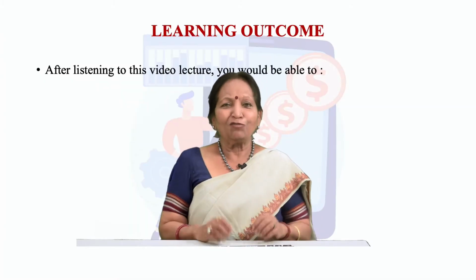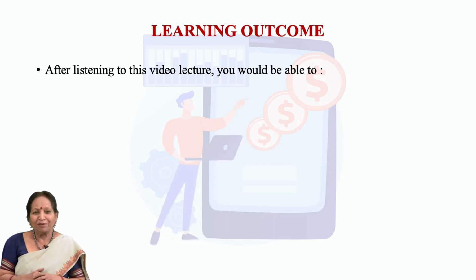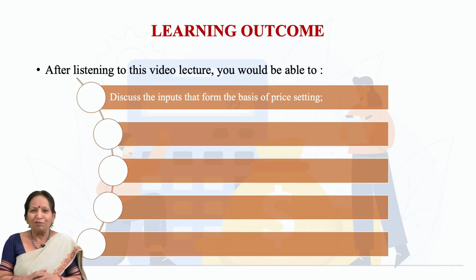In some cases you would also look at the same kind of content under price setting in practice. So today basically we are just going to talk about factors that impinge upon the determination of pricing. Now, as a result of going through this session, I expect all of you to be able to perform these things. You should be able to discuss the inputs that form the basis of price setting, what goes into the price setting decision. You should also be able to explain the factors and list them out in terms of how they determine prices.